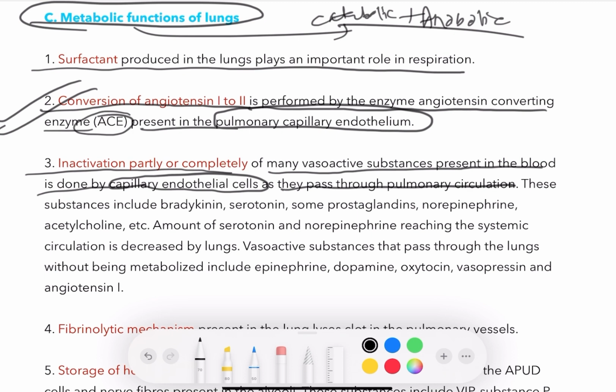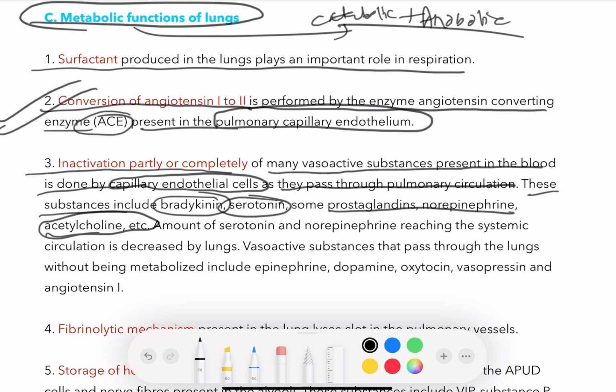Many vasoactive substances present in the blood pass through the pulmonary circulation, through the capillary endothelial cells, so they are inactivated partially or completely. Vasoactive substances are helpful for the excretory system; you will learn in detail. These substances include bradykinin, serotonin, some prostaglandins, norepinephrine, acetylcholine, and such chemical or hormonal responses are inactivated. Even the respiratory system has its role.